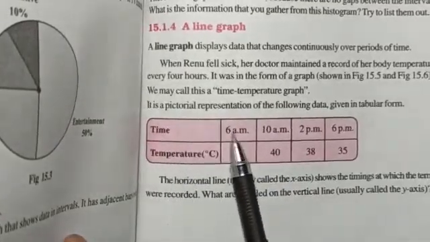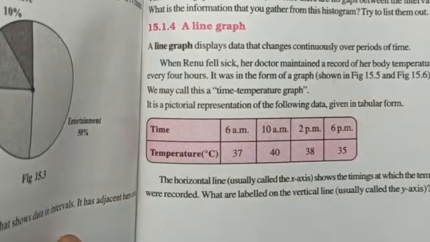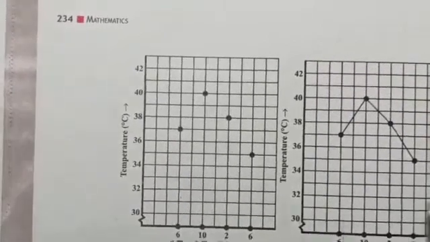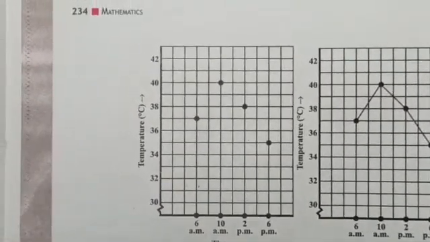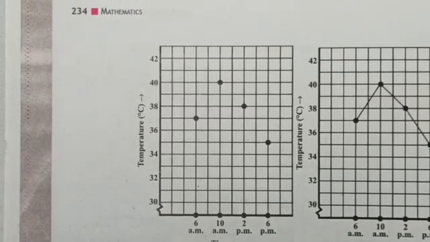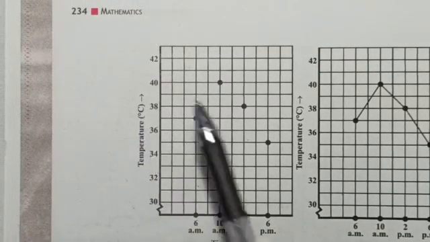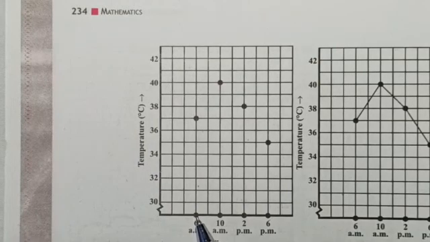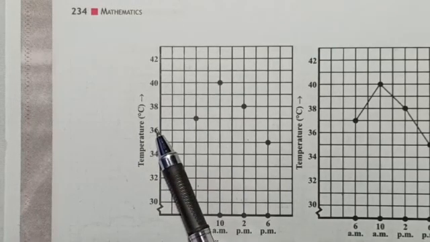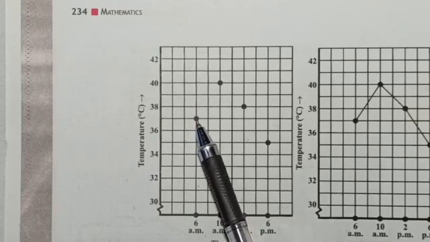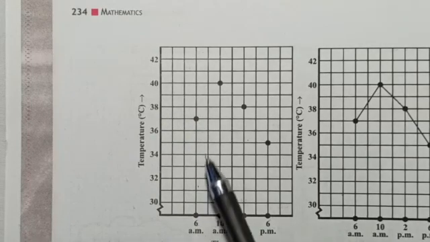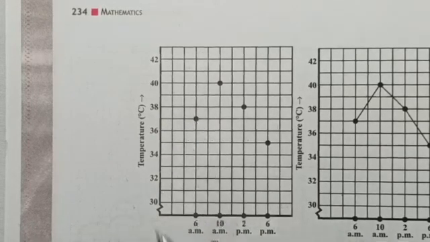So when time is 6 a.m., temperature is 37. So in the graph you see here, this is time, and this is temperature, 0 degrees Celsius. So at 6 a.m. temperature is 37. Here is 36, here is 38. So in between, this middle is 37. So this point represents that at 6 a.m. the temperature is 37.